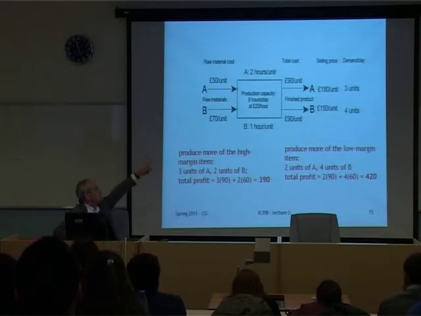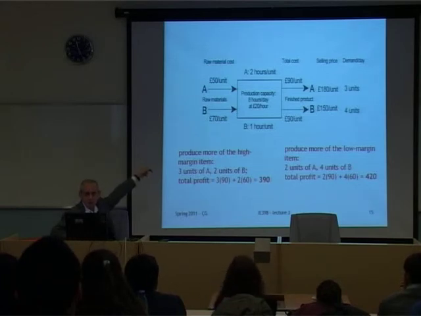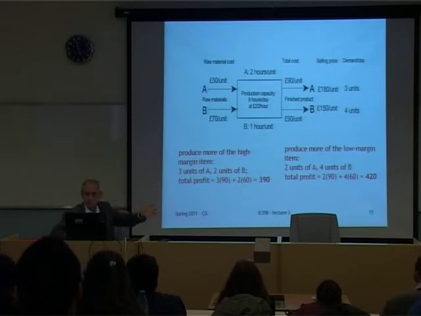50 plus 2 times 40 is 90. And for product B, the raw material costs 70 pounds. 1 hour of labor costs 20. 70 plus 20 is again 90. So for both products, the total costs are 90.